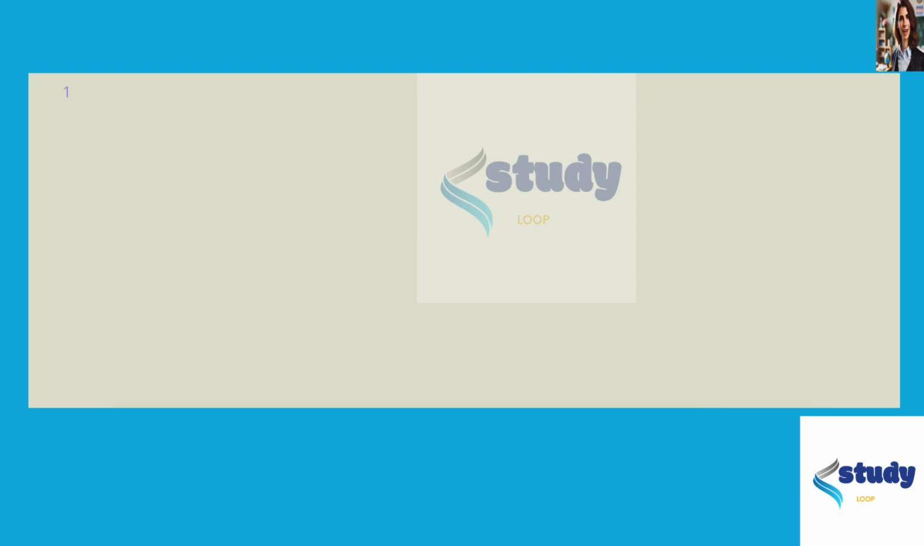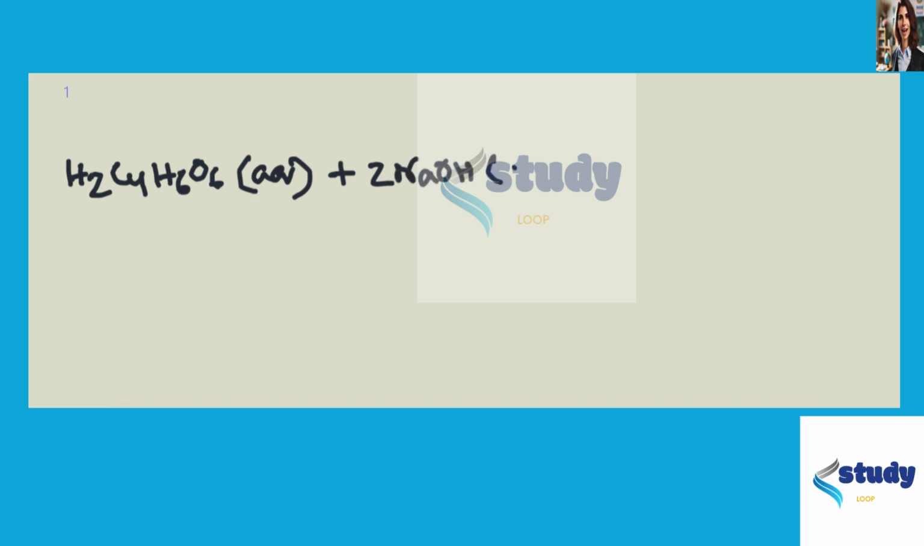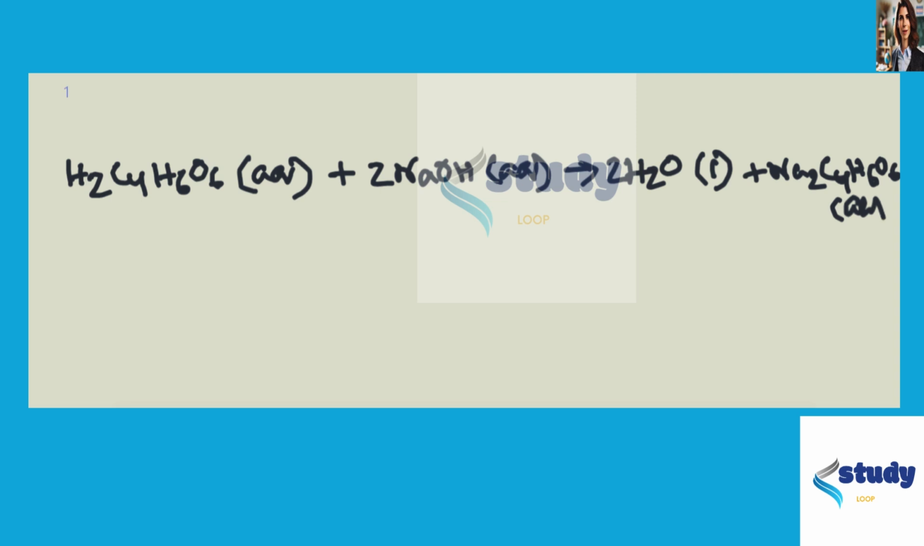So to find out the net ionic equation for this reaction, first you have to write down the balanced equation for this reaction. And if we just write down the balanced equation directly, it will be H2C4H6O6 in aqueous form will react with 2 sodium hydroxide in aqueous form to give us 2H2O, which is liquid, plus Na2C4H6O6, which is also aqueous.